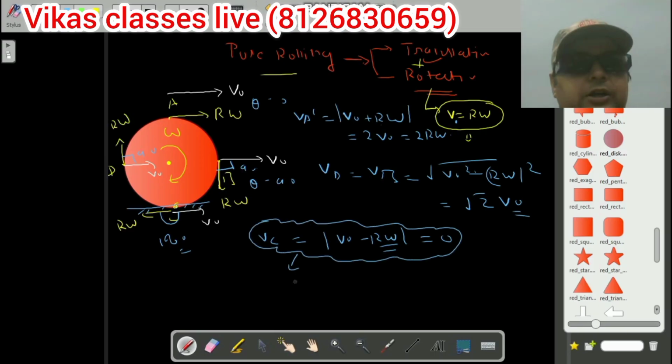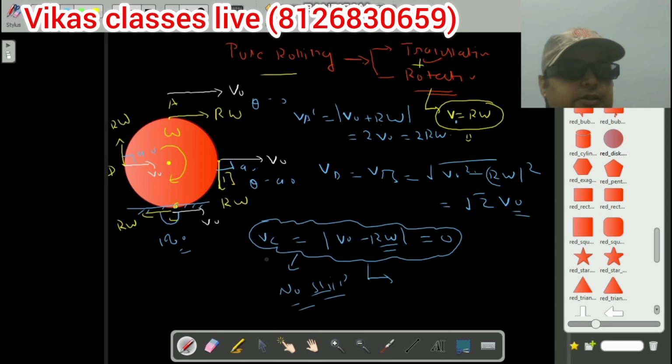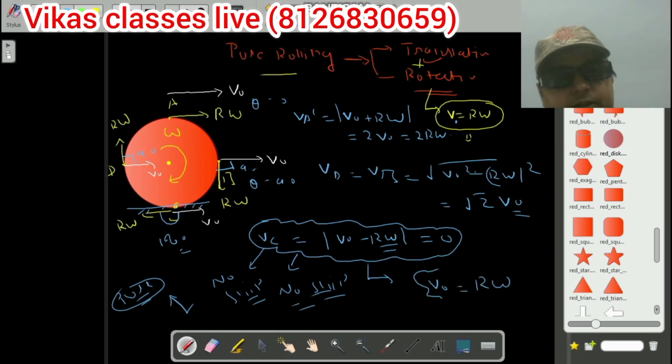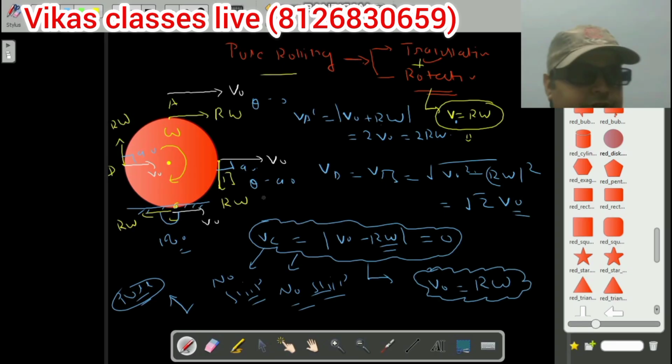Here we get the important condition for no slip. Pure rolling condition, no slip condition is required, obviously. Here we get the proof why friction is important in case of the point of contact. This is the important condition, the no slip condition, the most important condition in case of pure rolling. And we can write V naught is equal to R omega only in case of pure rolling motion.